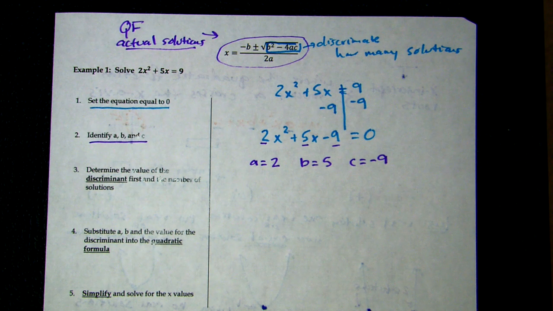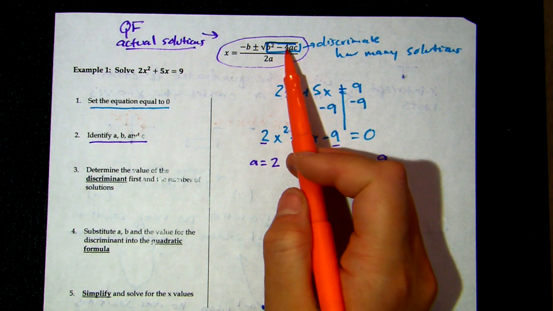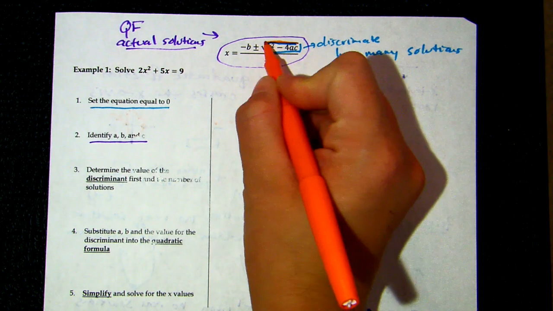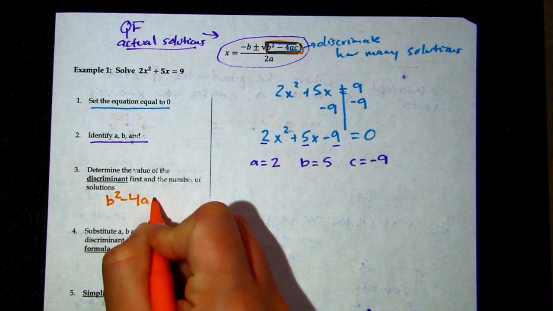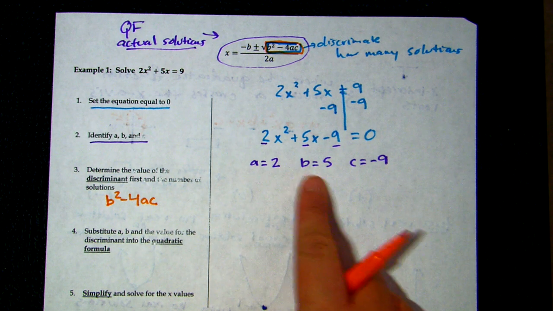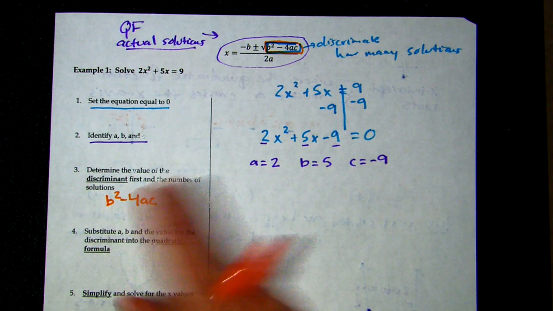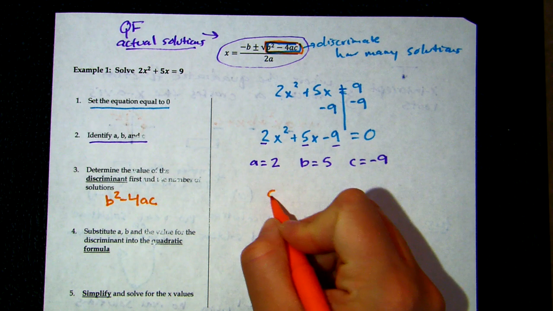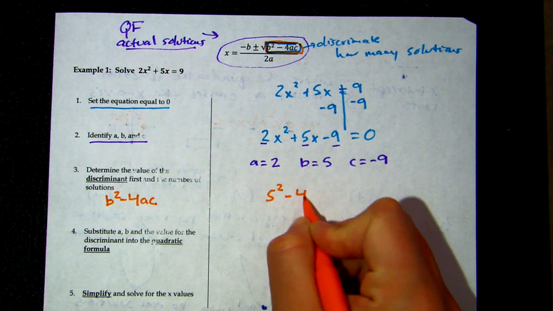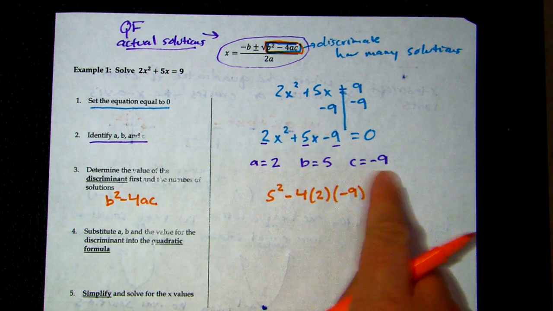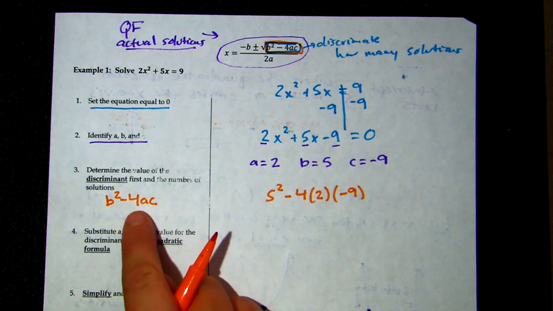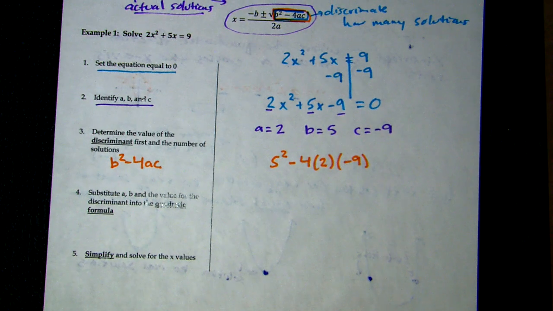So I'm going to do the discriminant first. Remember, the discriminant is what's underneath that square root. My discriminant is just b squared minus 4ac. So I'm going to plug my a, b, and c values into this discriminant. That gives me 5 squared minus 4 times 2 times negative 9. Again, I'm just plugging my a, b, and c values into this piece of the quadratic formula.